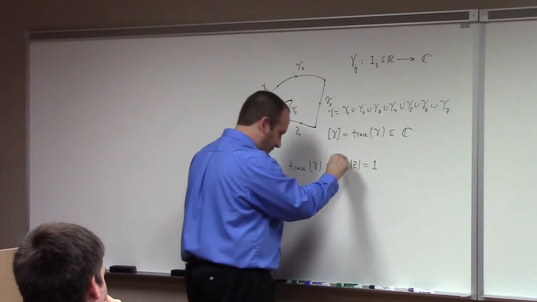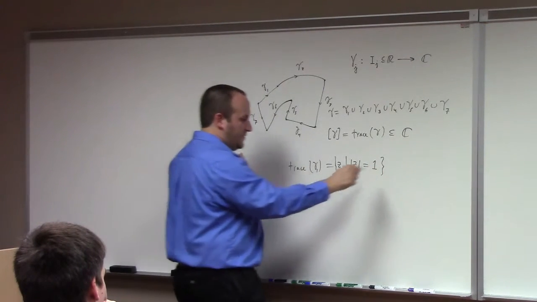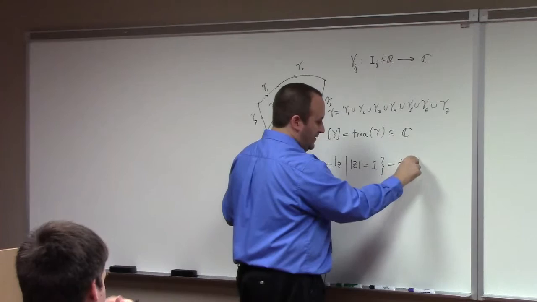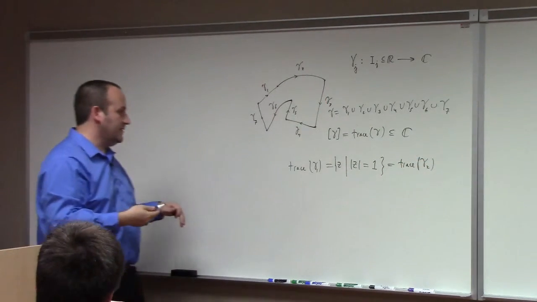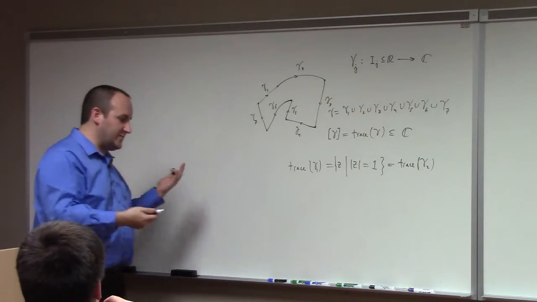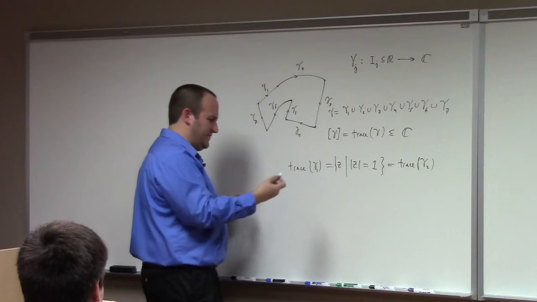Z, such that modulus of z is equal to 1, right? And that would be, say, the trace of gamma 1, but it's also equal to the trace of gamma 2. This use of the word trace is weird to me, by the way. I'm just following Gamelin for a minute here. I almost wish we hadn't had this discussion.